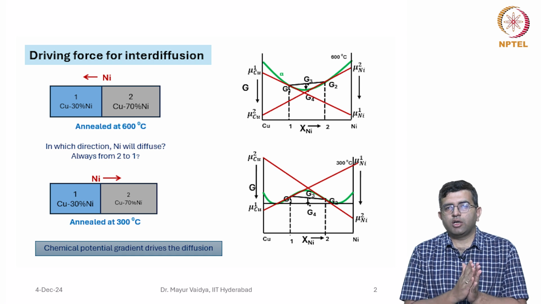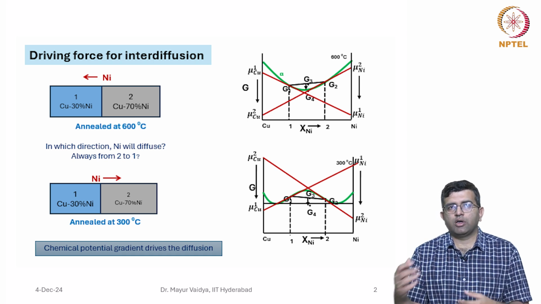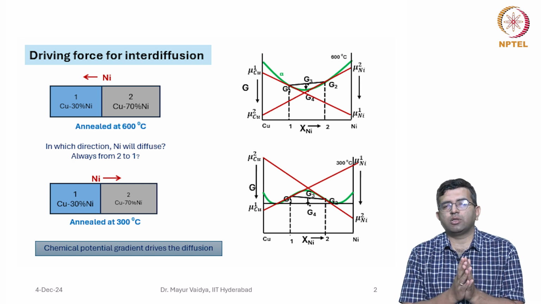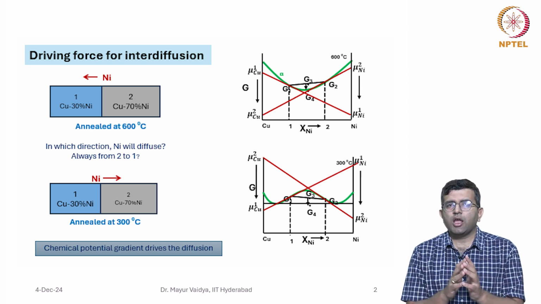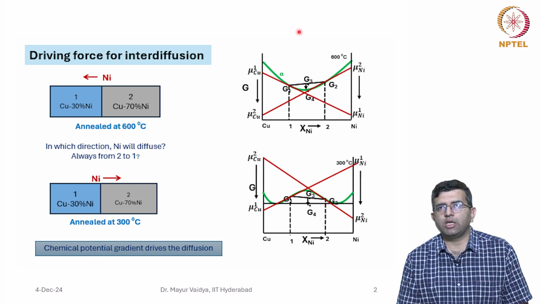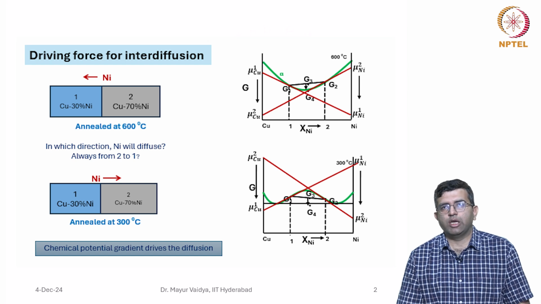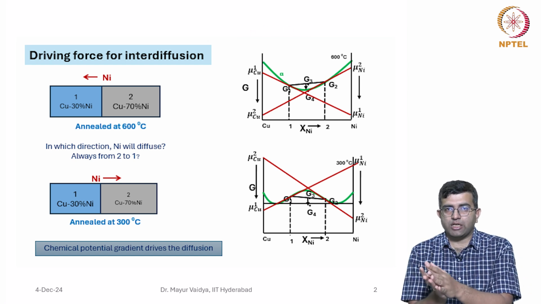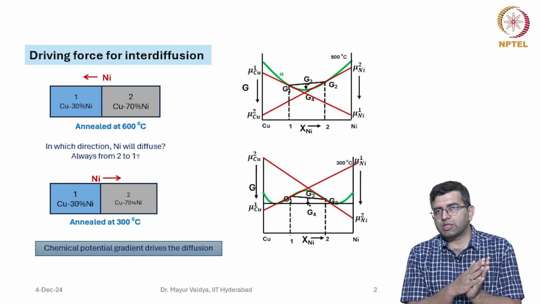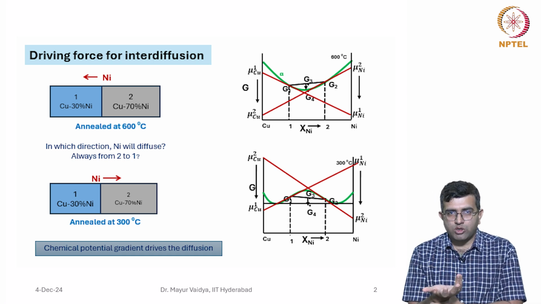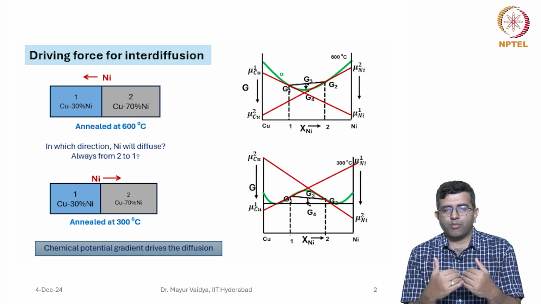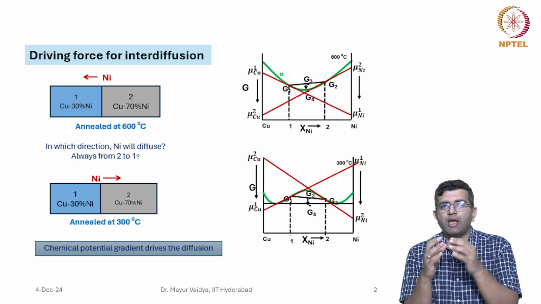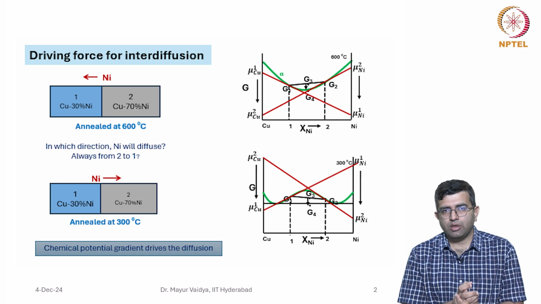So, therefore, although we still go ahead and use the concentration gradient, because in many situations the concentration gradient and the chemical potential gradient are in the same direction. However, there are certain situations in which it need not be true. So, always at the back of your mind you should remember that it is the chemical potential gradient which drives the diffusion and not simply the concentration gradient.